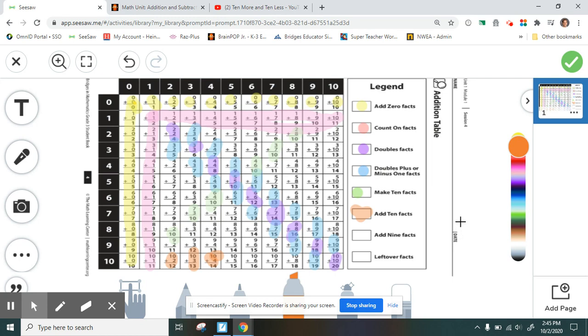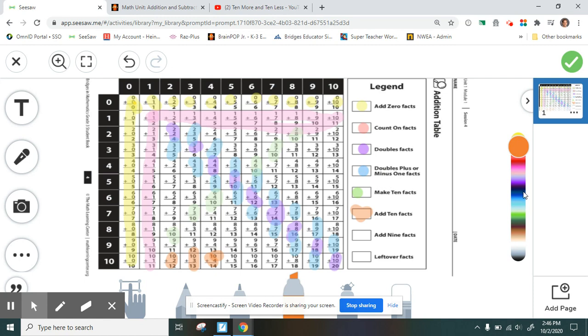Now, kind of like our doubles plus 1 and doubles minus 1, we have our adding 9 facts. So that's simply just going to be the plus 9. And so kind of like 10 plus 2 is going to equal 12, so then we know that 9 plus 2 is going to be 1 less than that. And I know that 10 plus 3 equals 13. So 9 plus 3 is going to be 1 less than 13. That's going to be 12.